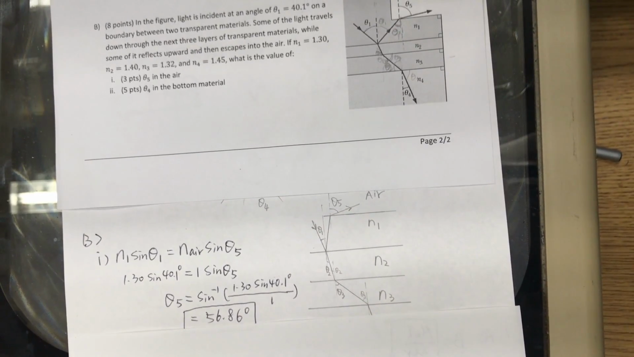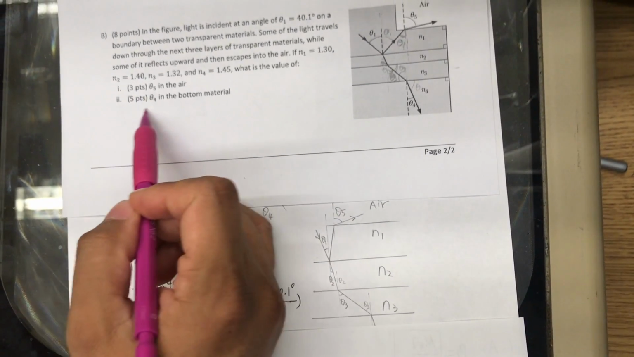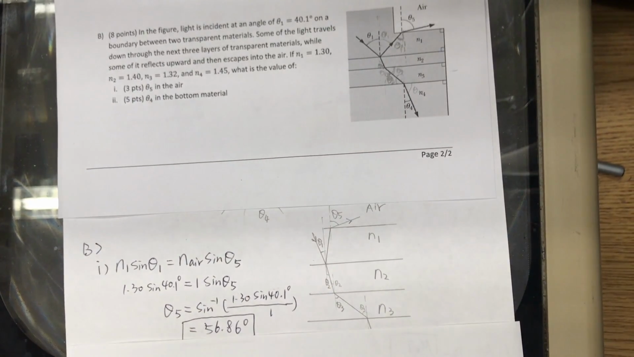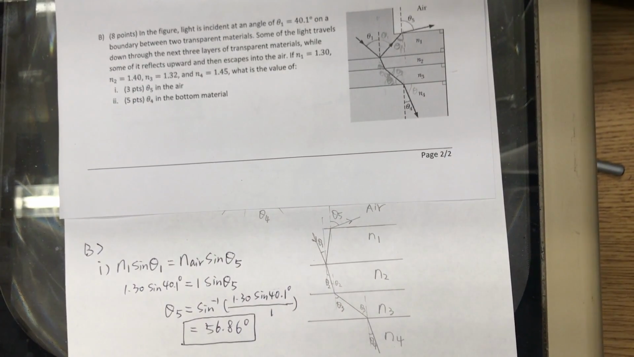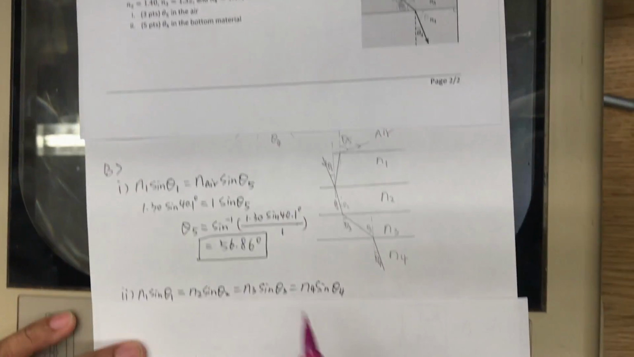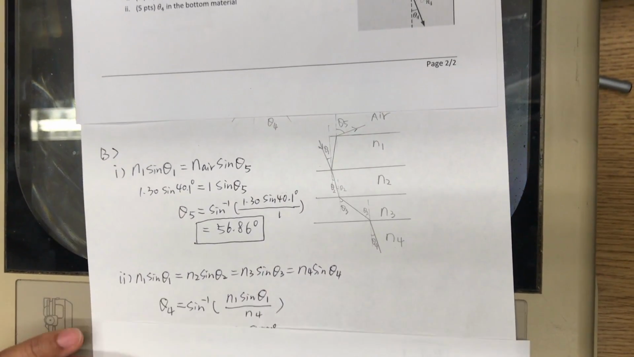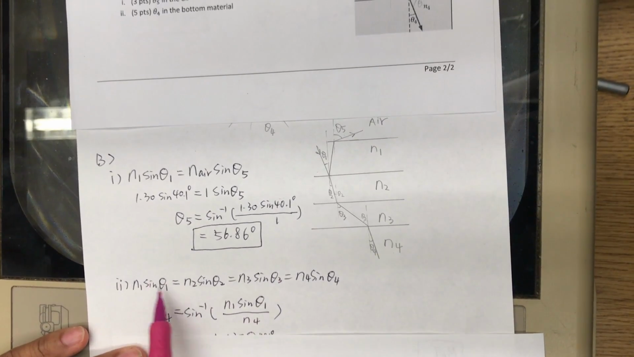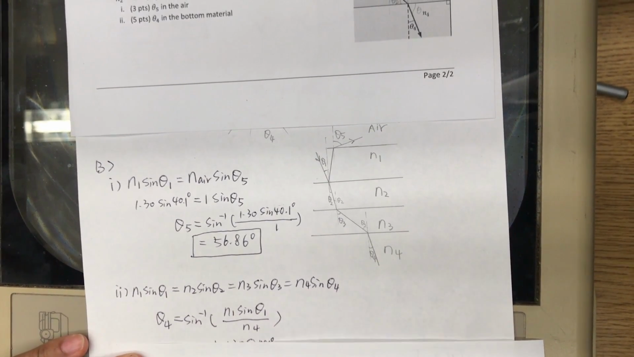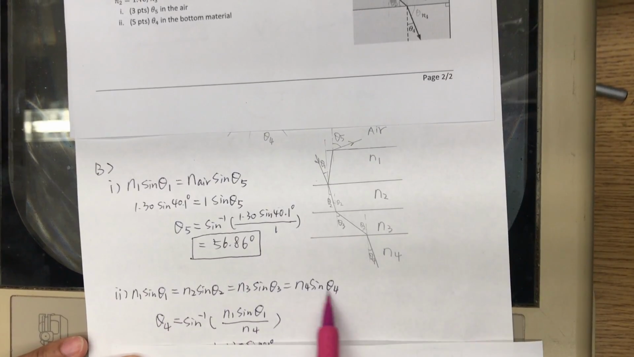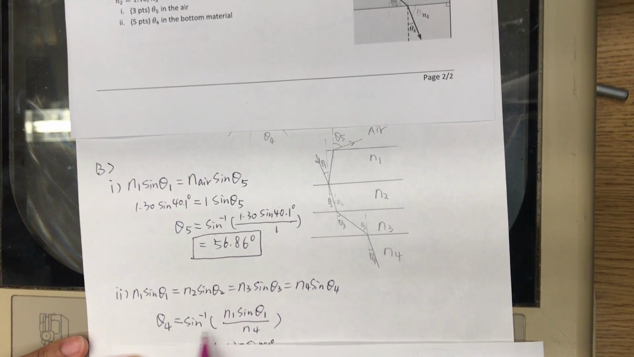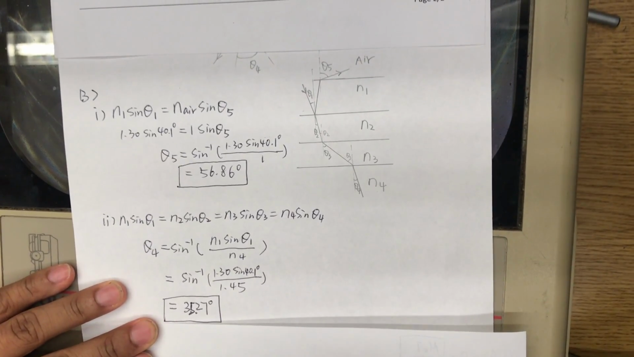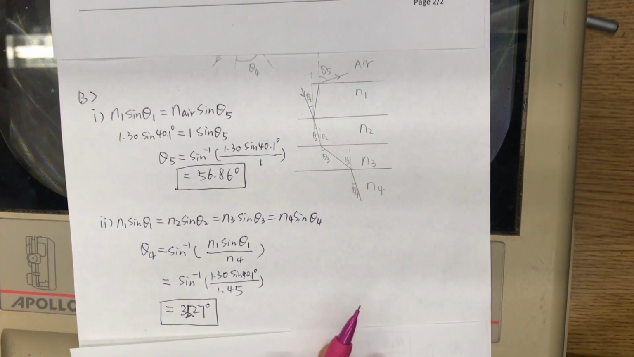That is one. Next, we find theta 4 at the bottom material. So we have this interesting relationship. We can actually skip the middle part and just set n1 sine theta 1 equal to n4 sine theta 4. We solve for theta 4, and we will get 35.27 degrees. And that is our answer.